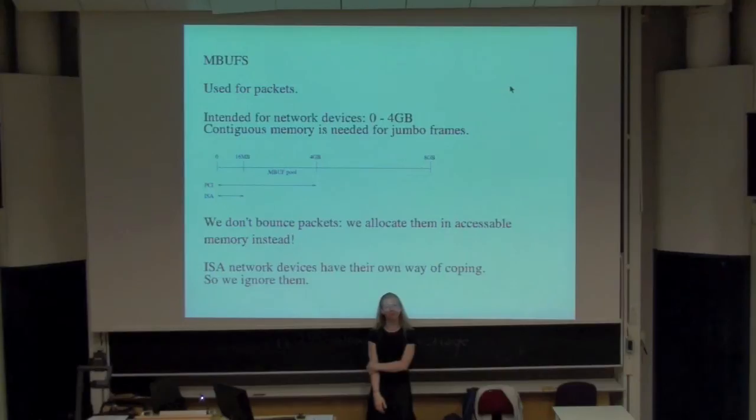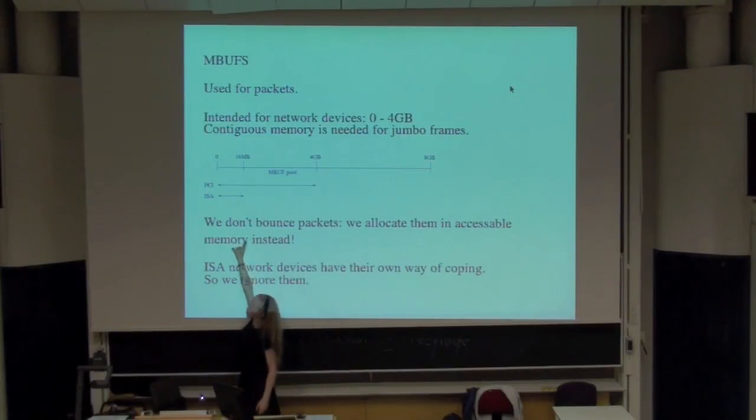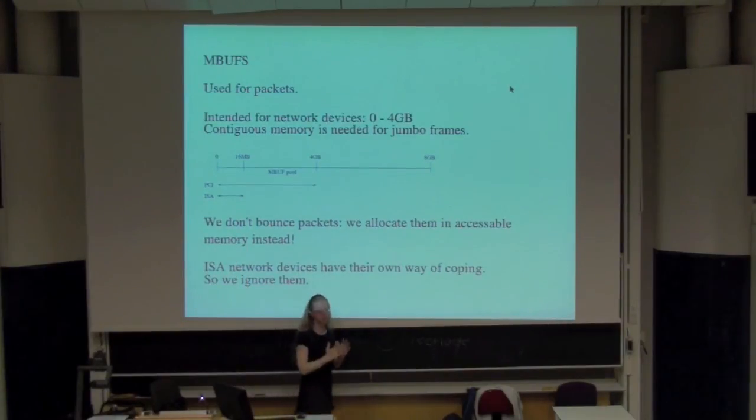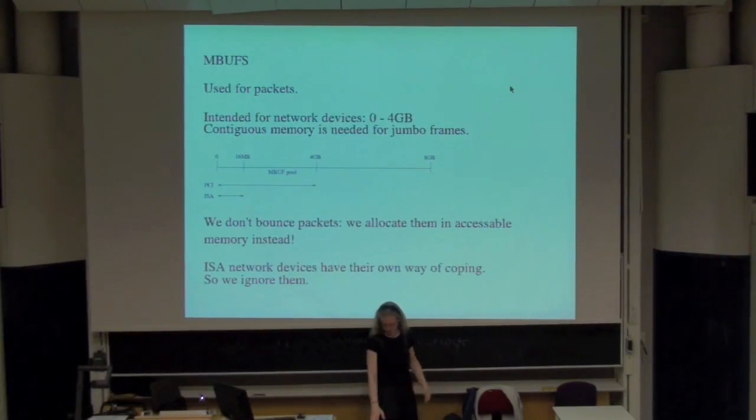ISA network devices, however, can't benefit from this, because if we wanted ISA devices to benefit, then we'd be constrained for the mbufs to 16 megabytes, which in modern hardware is just a bit small to fit in. But luckily, ISA devices have had the whole bouncing problem for so long that they all have their own solution. This just works. So we can afford to ignore them.